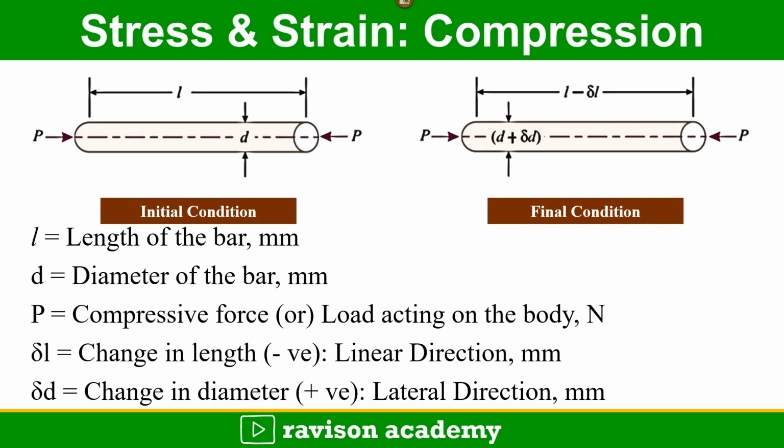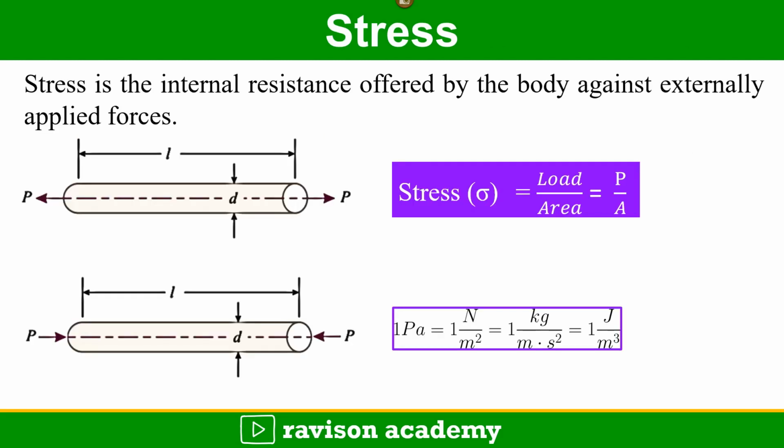Coming to the strain, the change in length is negative. So the length gets reduced, and at the same time the diameter gets increased. So in the linear direction you have the negative strain, and in the lateral direction you have the positive strain. Coming to the stress, stress is the internal resistance offered by the body against the applied force.